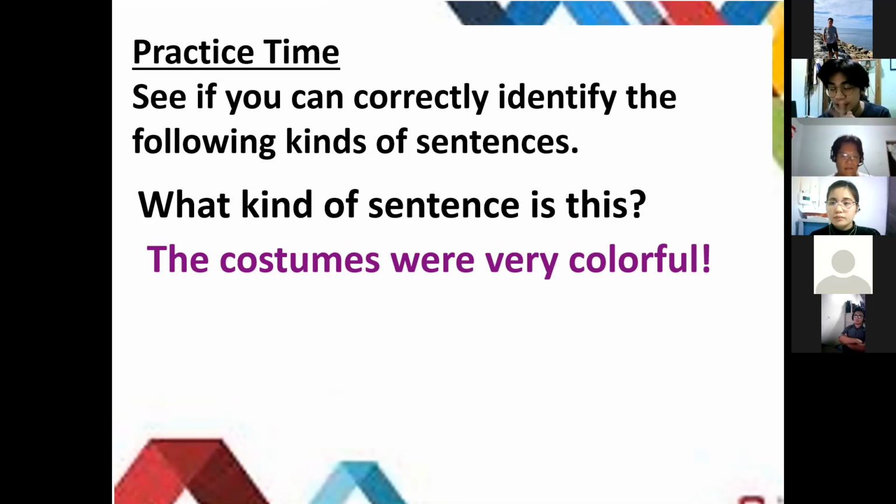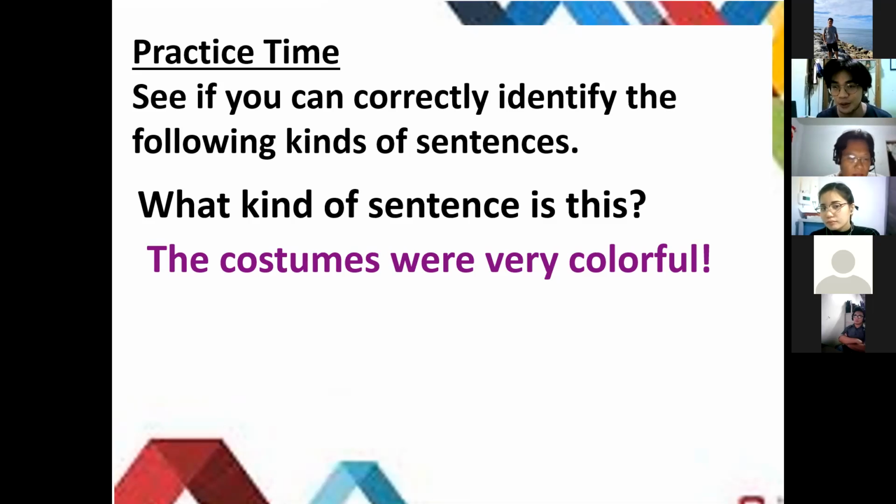Declarative, from the root word declare. It declares something. There's no emotion. There's no question. Exclamatory, from exclaim, and it ends in an exclamation point. And imperative, it is just a command. It issues a command. It gives a request. Okay, so I hope that makes it clear.